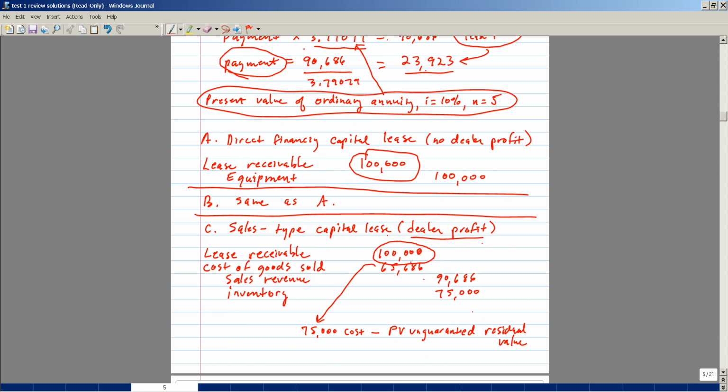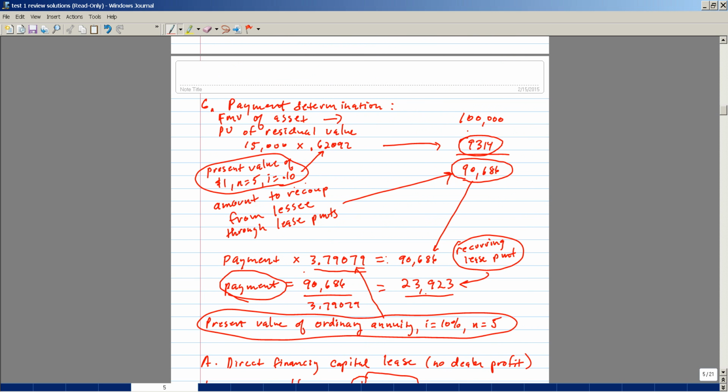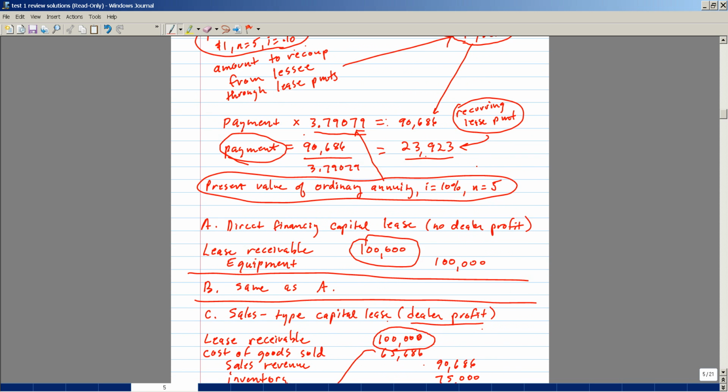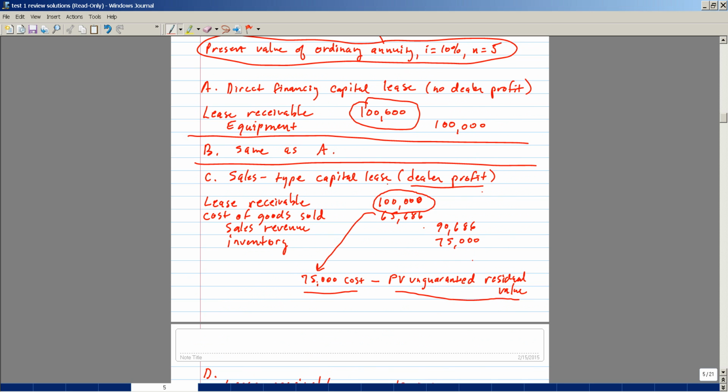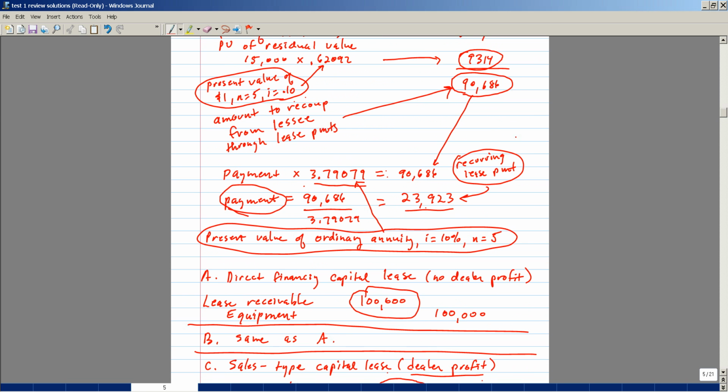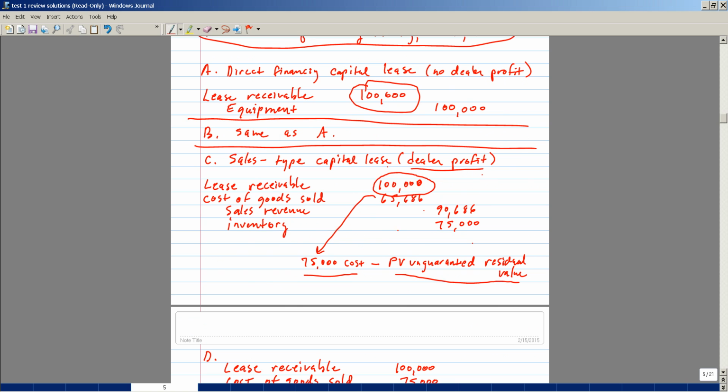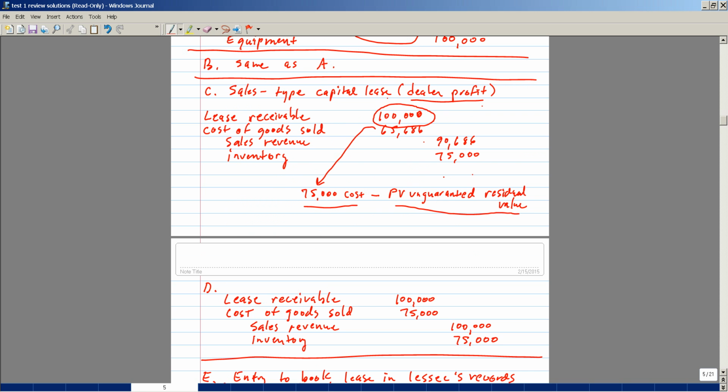The debit to the cost of goods sold account is equal to the cost of the asset minus the present value of any unguaranteed residual value. The present value of the unguaranteed residual value here is $93,140. So you take the $93,140, plug it in here, subtract it from $75,000, and you come up with $65,686. And the logic is, since this residual value is unguaranteed, that part of the asset hasn't been sold, so we're not going to recognize that as part of cost of goods sold. Sales revenue is credited for the present value of the minimum lease payments, which is this $90,686. And then the inventory is credited by the carrying amount of the item that we sold, $75,000. So that's the answer to part C of the problem, sales type capital lease, where the residual value is unguaranteed.